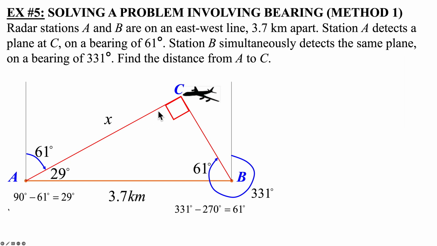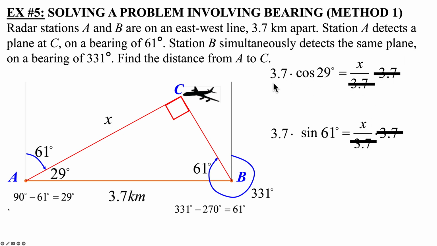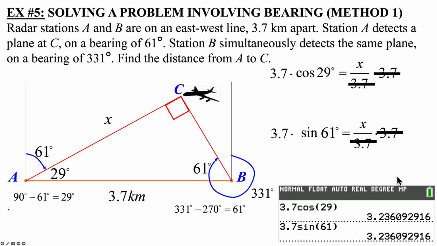We're looking for the distance from A to C. Okay, let's see. If this is the right angle, this is the hypotenuse. We can go cosine 29 degrees, adjacent over hypotenuse, or we could go sine of 61 degrees, opposite over hypotenuse. Either one of these two would work out great. Multiply the 3.7 over to both sides for either one that you choose. I'm going to work them both out and enter them both into the calculator, and notice you get the same answer no matter what. So our distance from A to C is approximately 3.2 kilometers. Again, I went with 1 decimal point because 3.7 was to 1 decimal point.